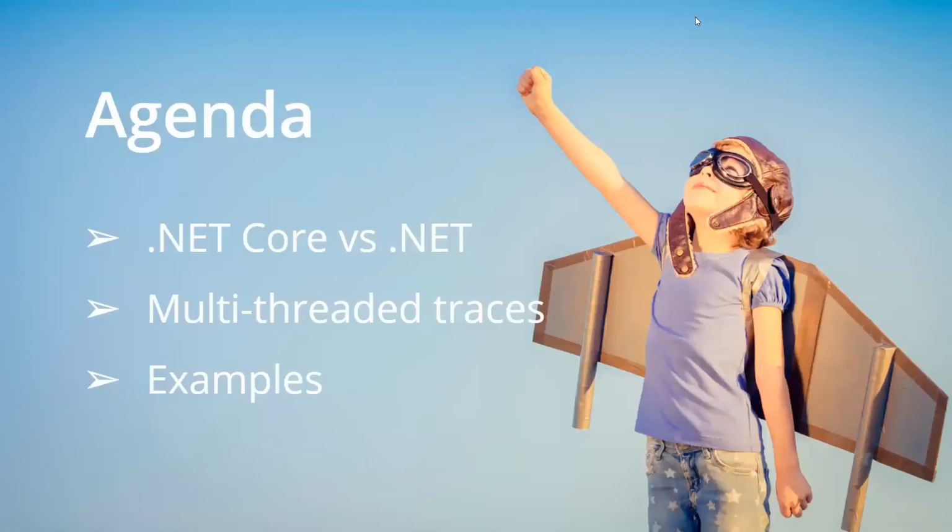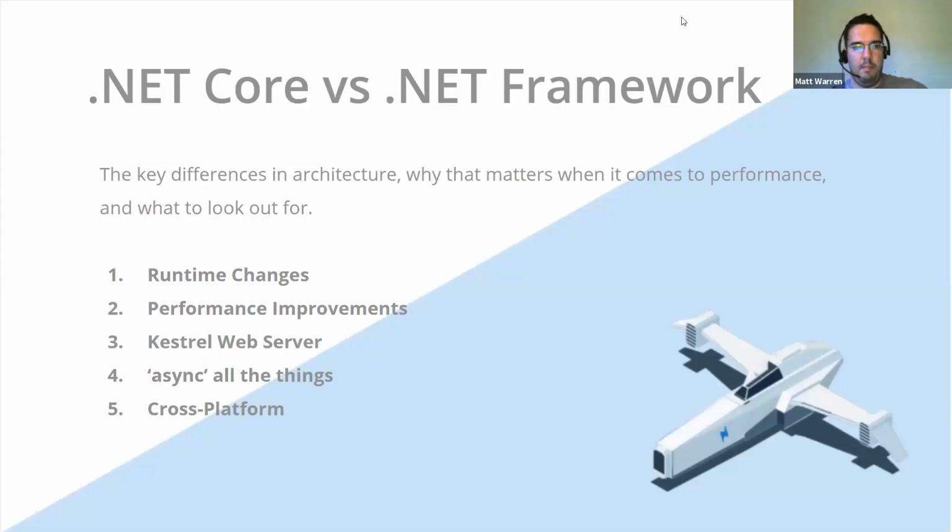So yeah, we're going to start today. I don't mean to say this evening, because I know it's not this evening for everyone. But anyway, we're going to start today with a look at .NET Core versus .NET Framework, particularly talking about multi-threaded, and that's around the Raygun side of things. What we can provide as a product there, and some examples and demos at the end. So let's make a start.